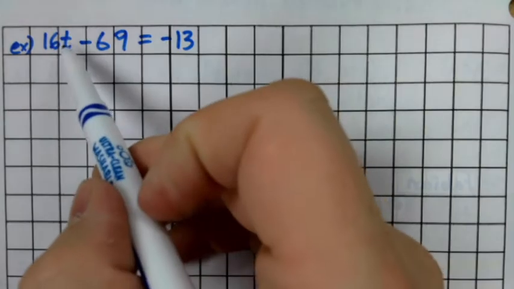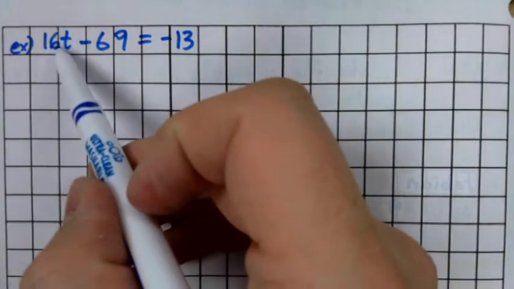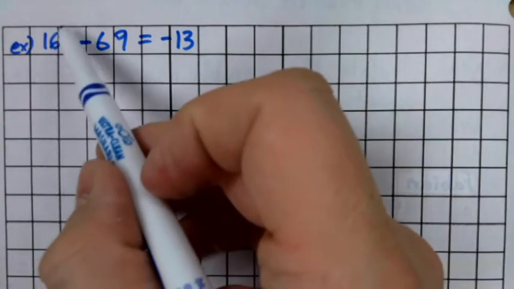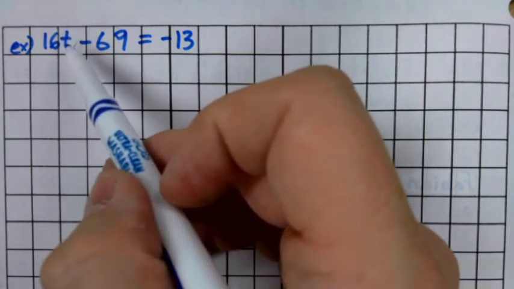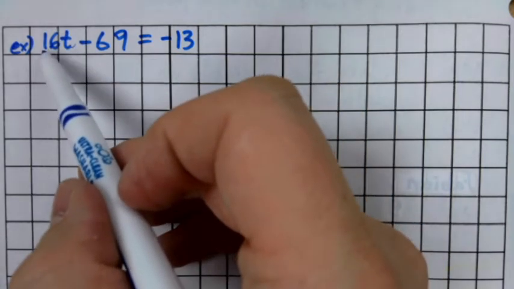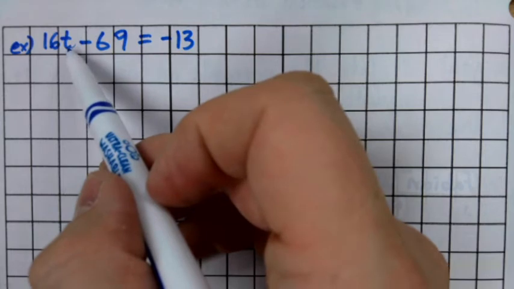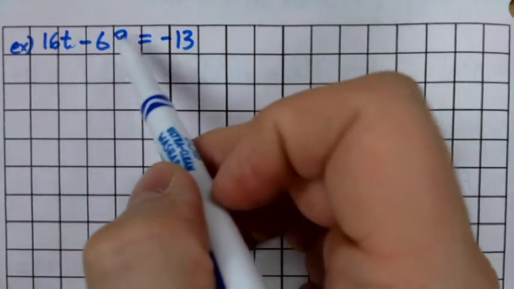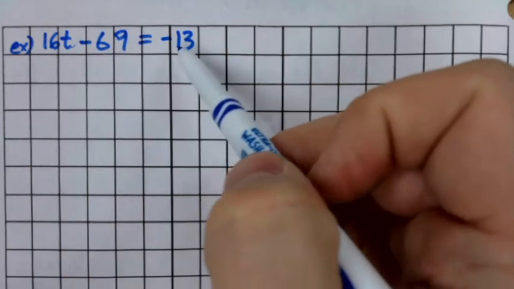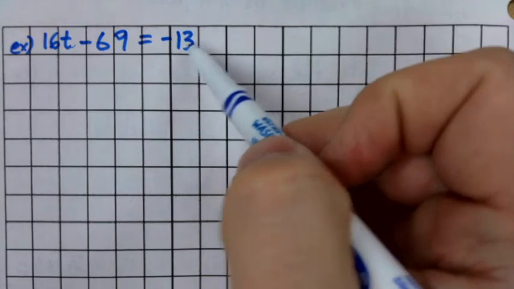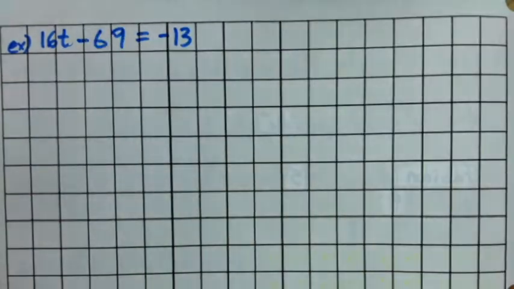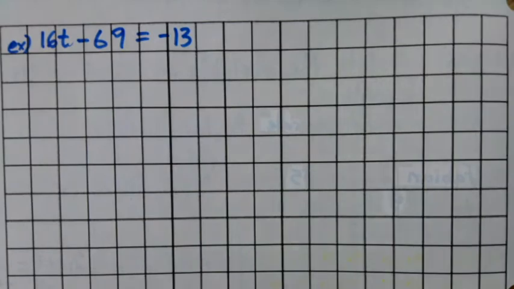For example, you're going to do something 16 times, but not sure how much of that thing it is. Maybe your grandma gives you 16 bills and takes back $69, and you're left with negative $13, which means she took more than what it was. That might be what this question is. Who knows the real world situation? Let's just look at the math.